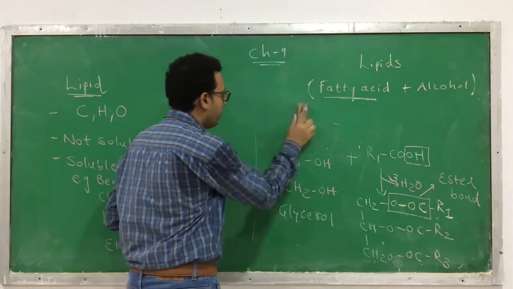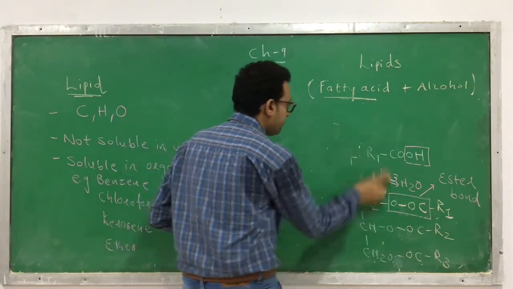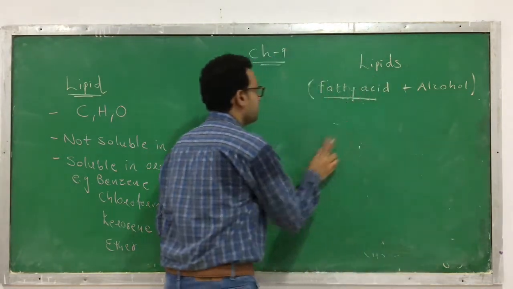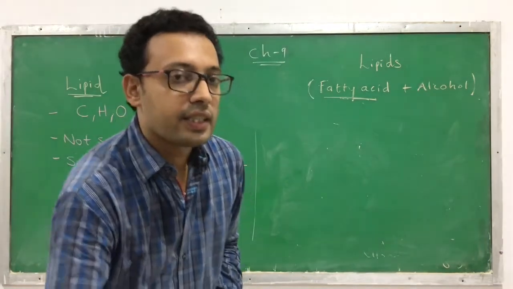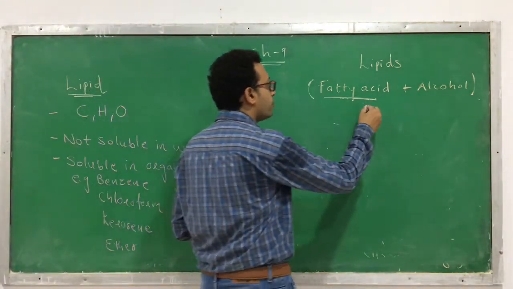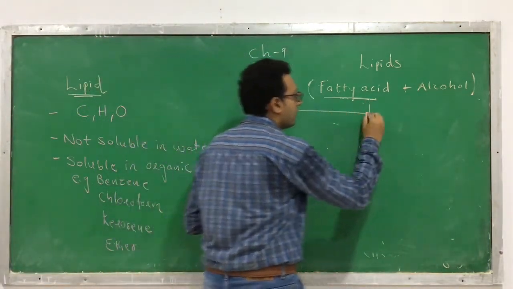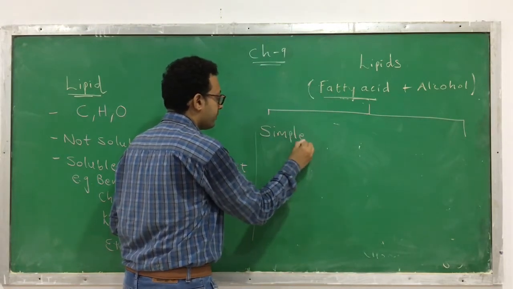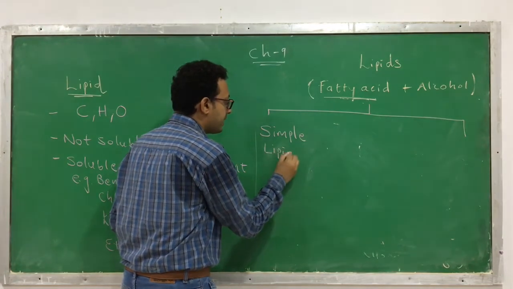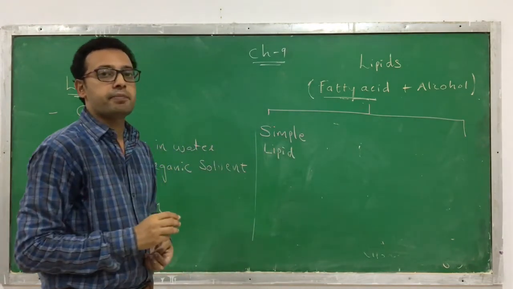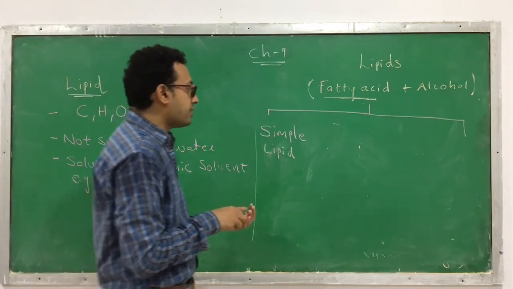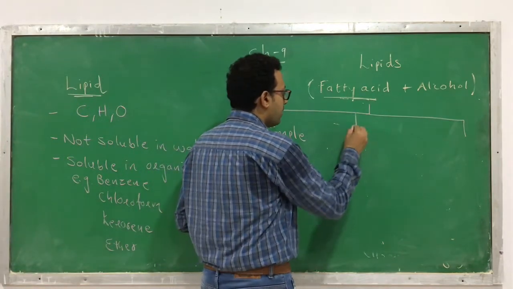Now we are moving ahead. You know that in a lipid there is a combination of two things, fatty acid and alcohol. Such a type of lipid is called a simple lipid. Triglyceride is an example of a simple lipid, or fat and oil, they are examples of simple lipid. Now another type of lipid you can find is a complex lipid.